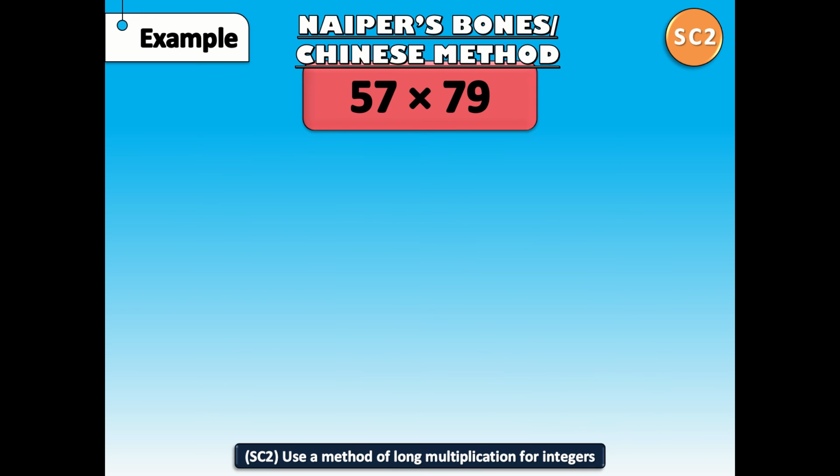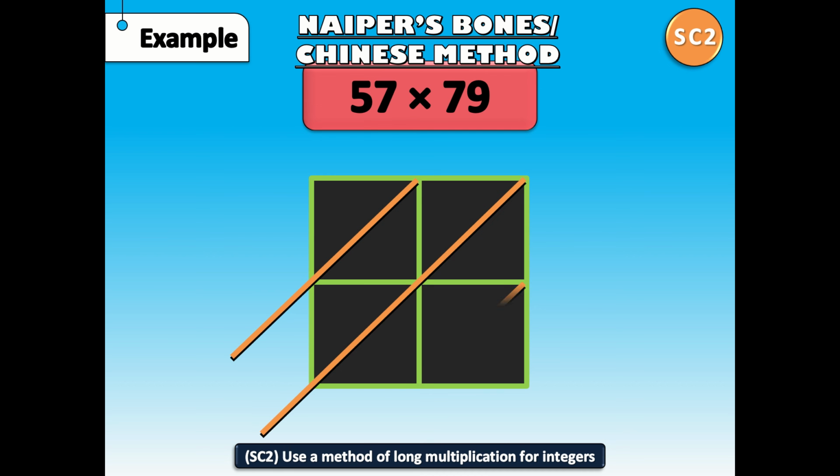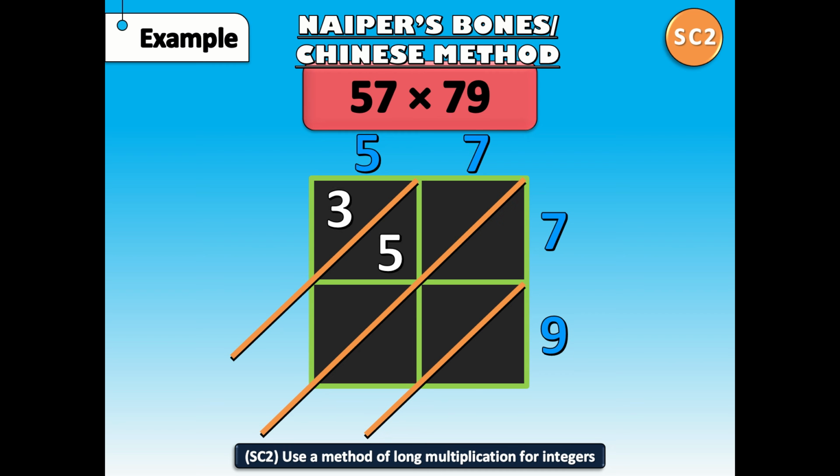We're going to do the same question again, but this time using the Chinese multiplication method. So I've got a 2-digit number by a 2-digit number, so I need a 2 by 2 grid, and I draw diagonals through each of the boxes. I then write 57 at the top and 79 at the side. 5 times 7 is 35. 7 times 7 is 49. 5 times 9 is 45. And 7 times 9 is 63.